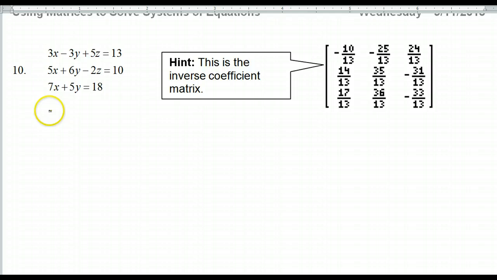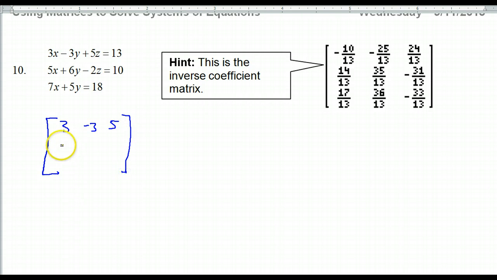Well, it's going to start off the same as before. We need to turn this into a matrix equation. So this is going to be 3, -3, and 5. And this is going to be 5, 6, and -2. Now be careful on this third equation. One of the variables is missing. We have X, we have Y, we're missing Z. So the 7 from the X, the 5 from the Y, and put a 0 to represent the Z, 0Z.